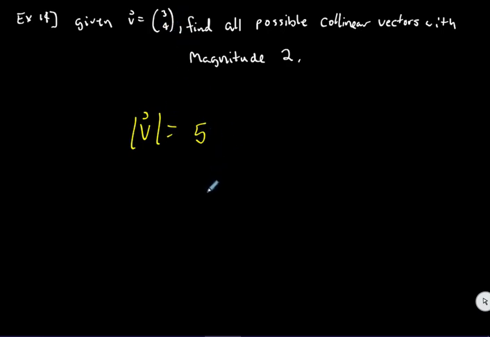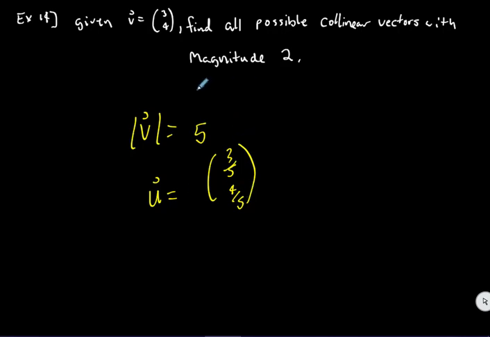Now I need to make this into a unit vector to find its collinear vector. So the unit vector of this is going to be basically 3/5, 4/5, after I scale it by 1/5. This gives me the unit vector.